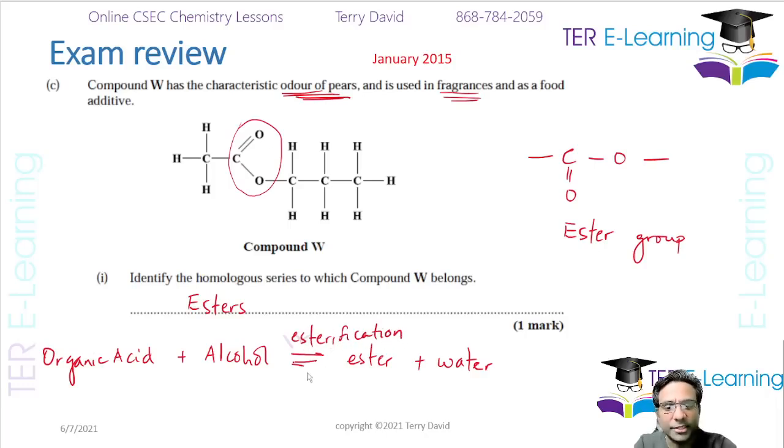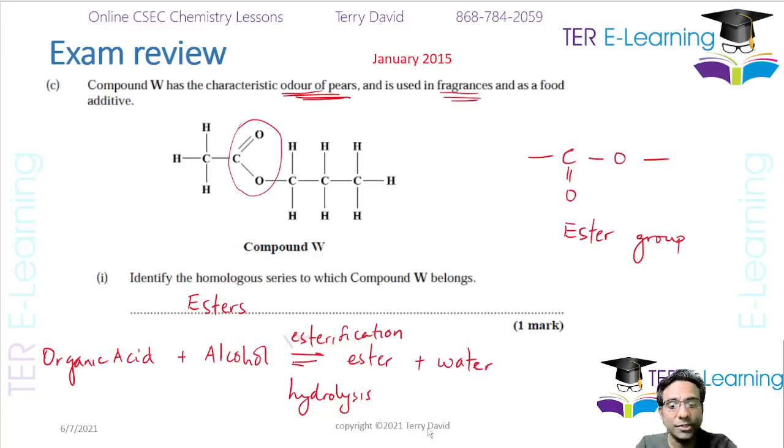The reverse reaction is what we call hydrolysis. So this here is called hydrolysis, right? So the reverse reaction. When you take the ester and react it with water, you get back your organic acid and your alcohol. So that's what hydrolysis is.